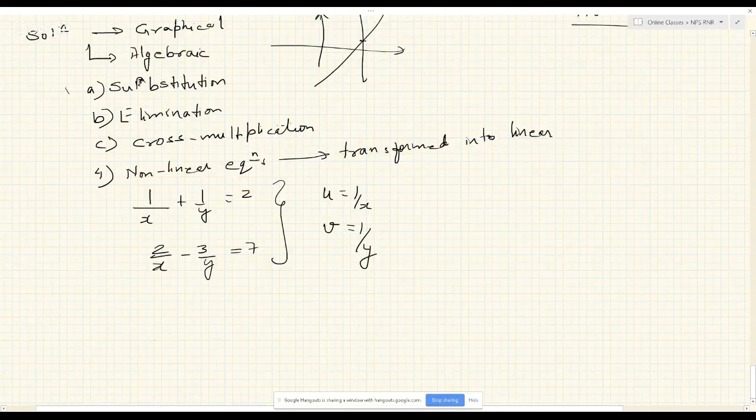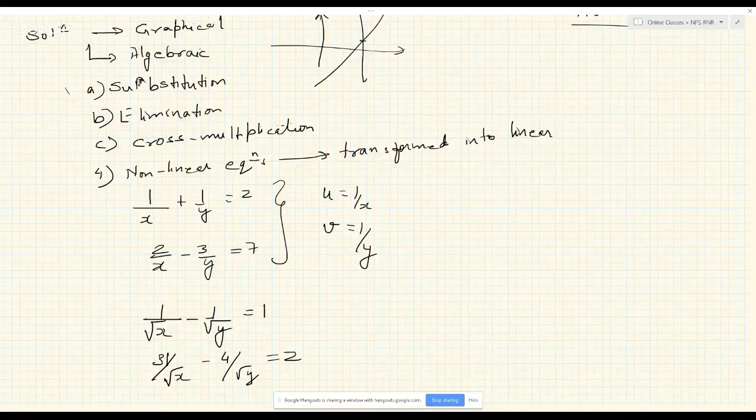They can give you similar such problems. It can be 1 by under root x plus 1 by under root y is equal to 1, and then 3 by root x minus 4 by root y equals 2, like that. These are all non-linear equations, but they can be transformed into linear ones. That's all. And then there were word problems around that.